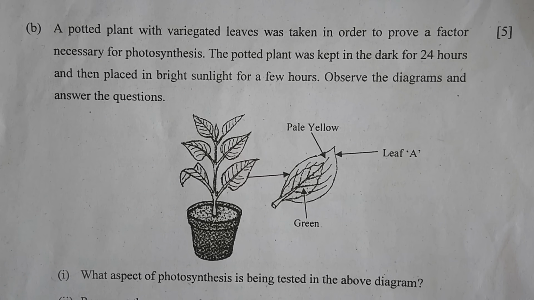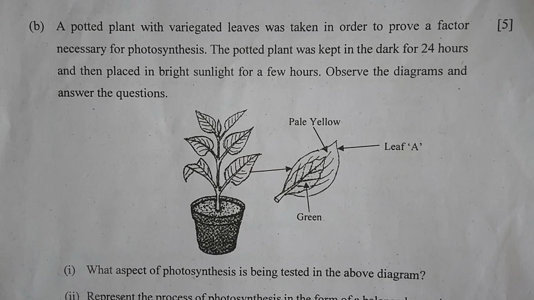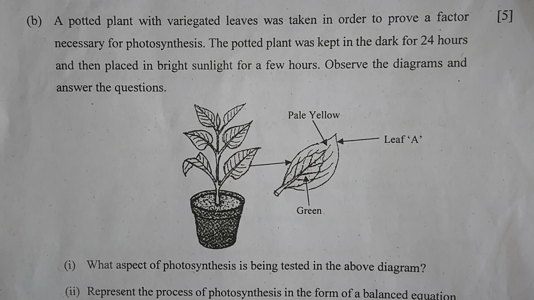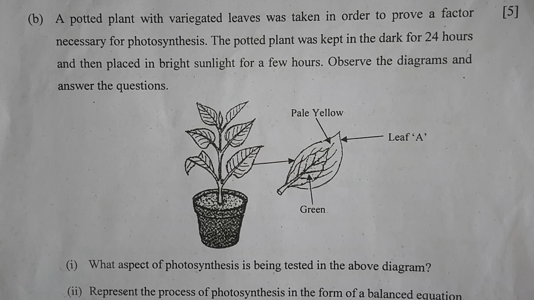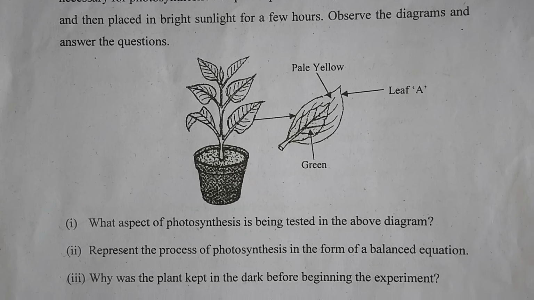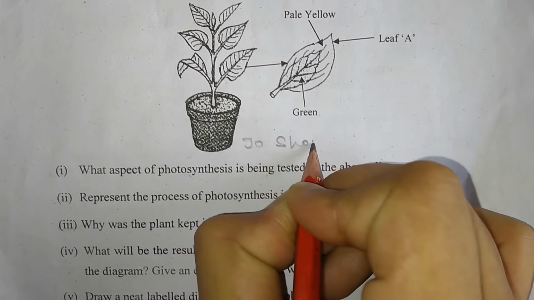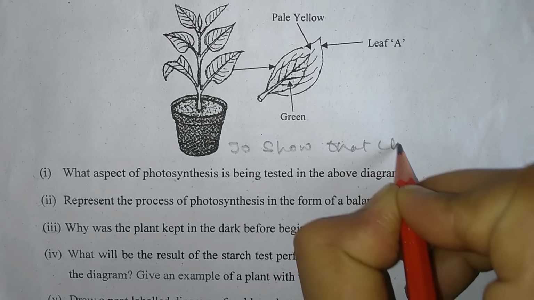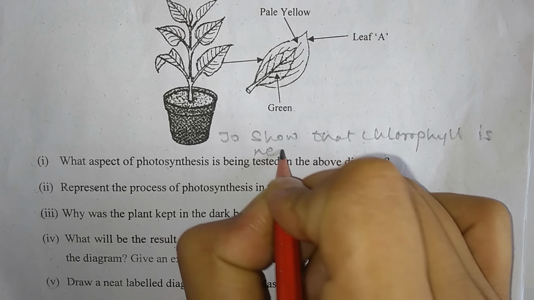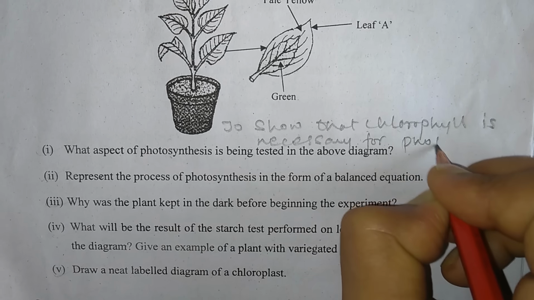Question B. A potted plant with variegated leaves was taken in order to prove a factor necessary for photosynthesis. The potted plant was kept in the dark for 24 hours and then placed in bright sunlight for a few hours. Observe the diagrams and answer the questions. Number 1 is what aspect of photosynthesis is being tested in the diagram? It is to show that chlorophyll is necessary for photosynthesis.